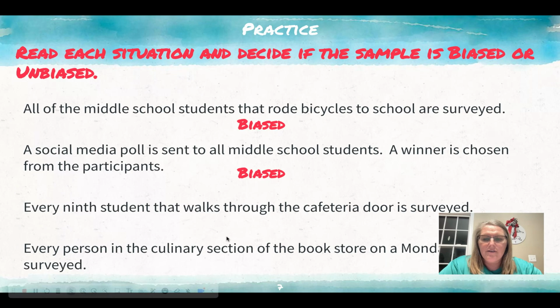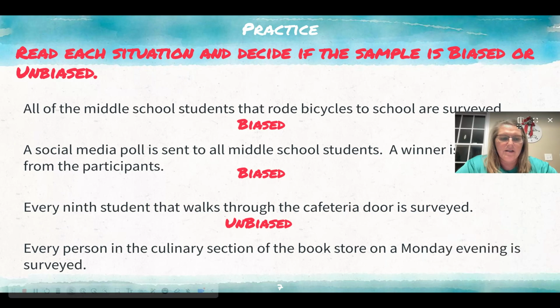All right, if every ninth student that walks through the cafeteria doors is surveyed, that is unbiased. Let's see, every person in the culinary section of the bookstore on a Monday evening is surveyed. That's a little bit tricky there. It is biased, and the reason why is that you're only asking people in the culinary section, and only on a Monday night. If you asked every third person that came into the bookstore every evening of the week, that would not be biased.